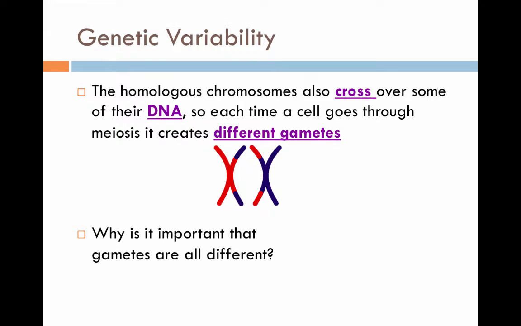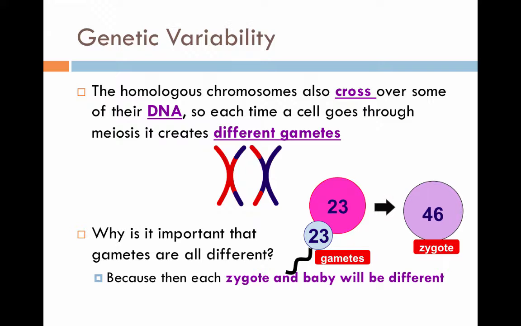So why is it important that gametes are all different from each other? Well, the reason why it's important is because if you have different gametes, different sperm and egg, you will have different zygotes and therefore different babies, and therefore every single organism on Earth will be slightly different from each other if it goes through sexual reproduction.